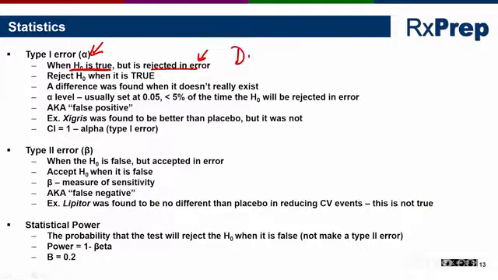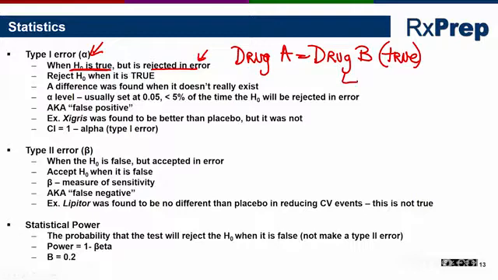So as we said, drug A equals drug B in our example previously, talking about the null hypothesis. Remember, no relationship, so roughly the two arms of the trial are equal. So this is a true statement, but we rejected it in error. Reject in error.